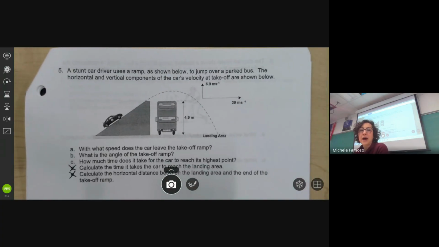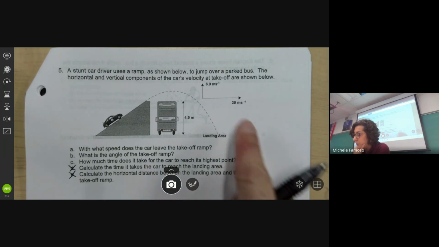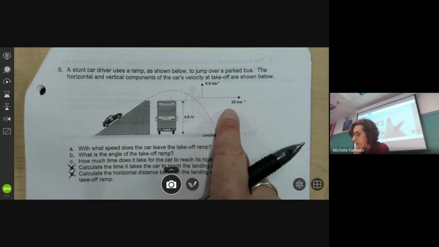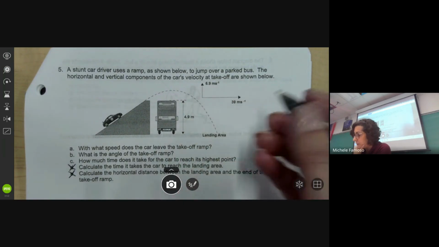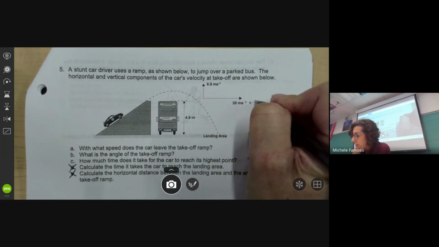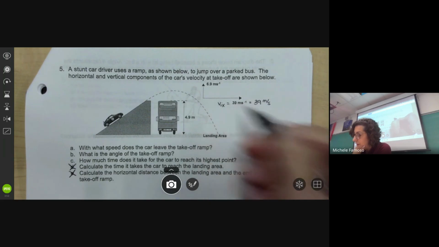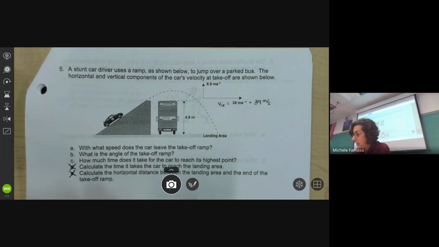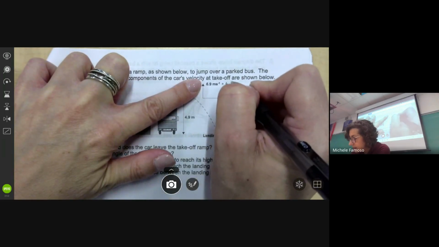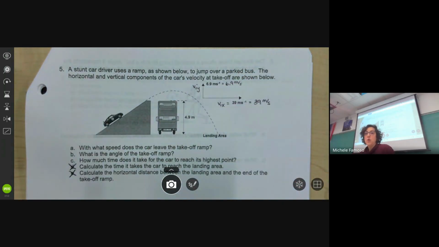All right, in number 5, it says that we have a stunt car driver using a ramp as shown here to jump over a parked bus. The horizontal and vertical components of the car's velocity at takeoff are shown right here. These are the components of the velocity. When I write meters times seconds to the -1 power, that's the same as a meter per second. And this is your VI in the X direction. This is the same thing as 6.9 meters per second, which is your VI in the Y direction.